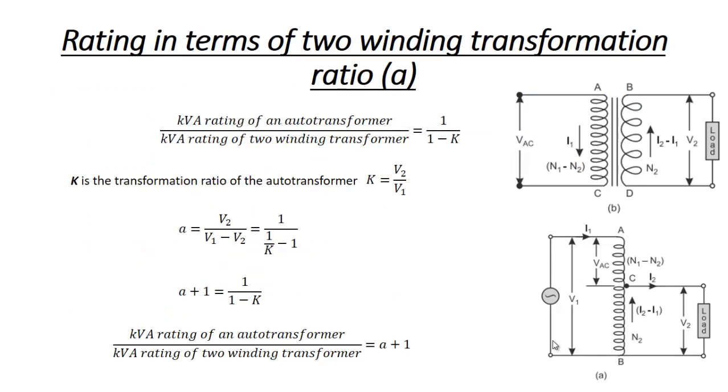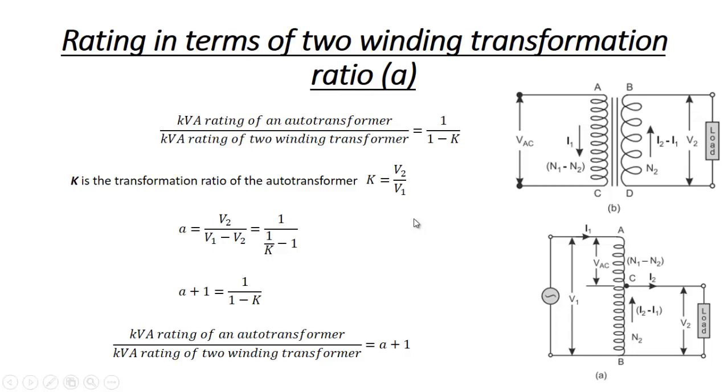Now let us discuss the rating of the auto transformer in terms of the two winding transformer ratio, that is A. We know that the kVA rating of an auto transformer is equal to 1 divided by 1 minus K, into the kVA rating of the two winding transformer. And here K is the transformer ratio, where K is equal to V2 by V1. This is the transformer ratio of the auto transformer.